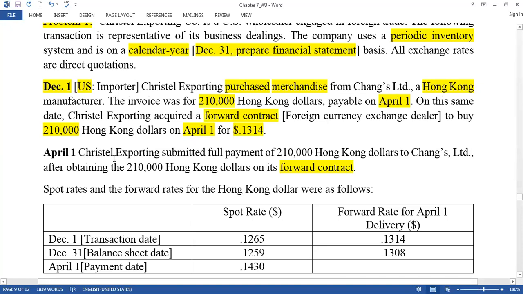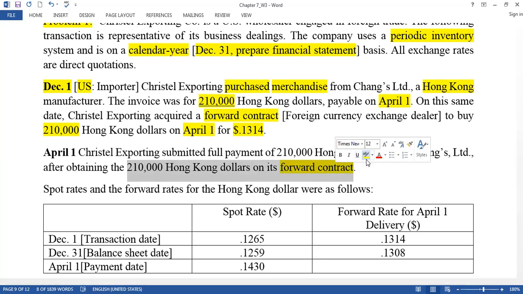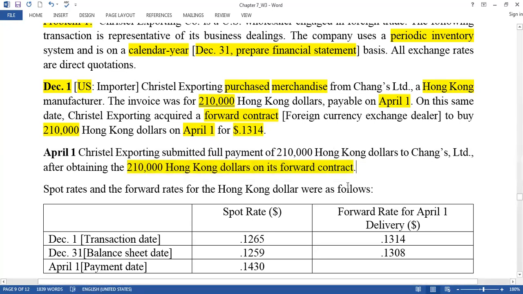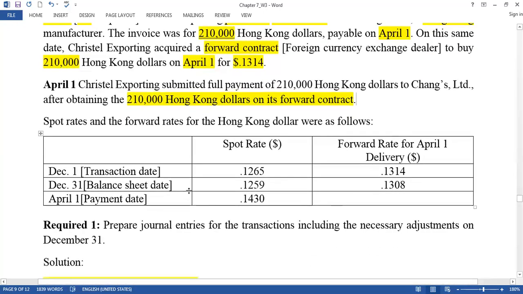So April 1st came, the Crystal Exporting submitted full payment of Hong Kong dollars, okay? Obtaining this money based on the forward contract. So based on the forward contract, they pay everything to the Hong Kong. It doesn't matter. And look at the rate here.